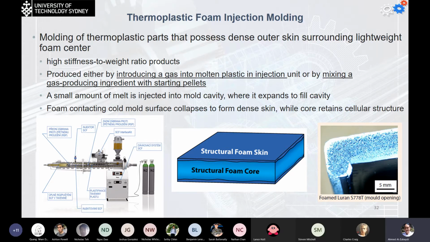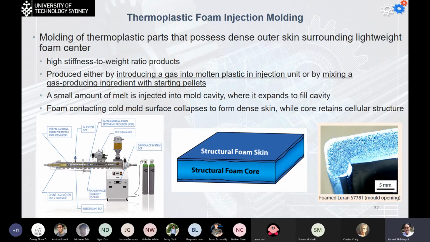So it's a type of thermoplastic. It's made using foam injection molding, which is a process of molding thermoplastic parts that possess a dense, thicker outer skin surrounding a lightweight foam in the center. The part usually has a high stiffness to weight ratio, and this can be produced either by introducing gas to the molten plastic in the injection unit or by mixing gas-producing ingredients with the starting pellets at the beginning.